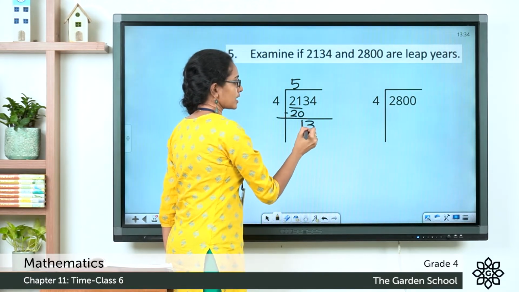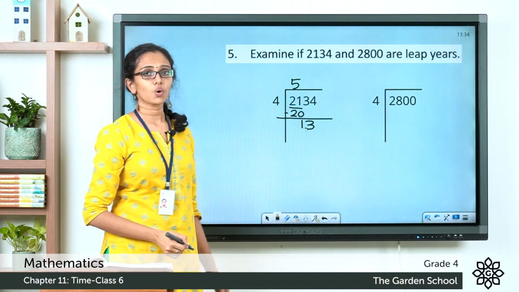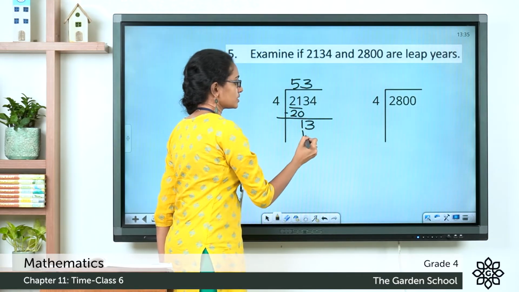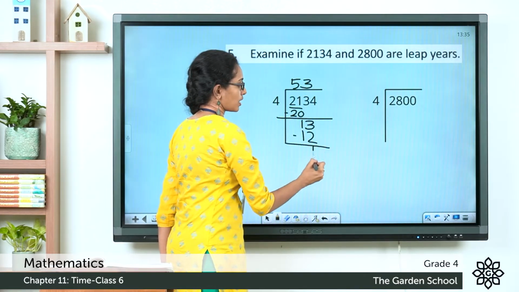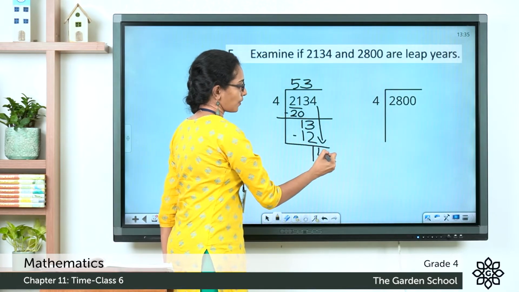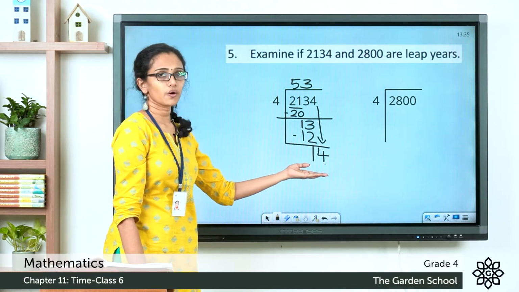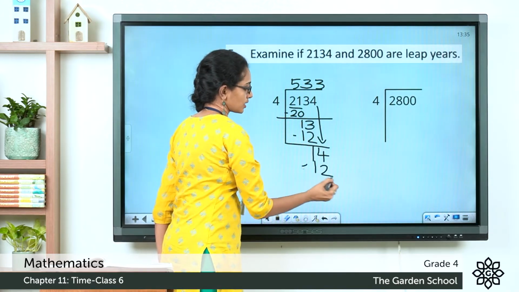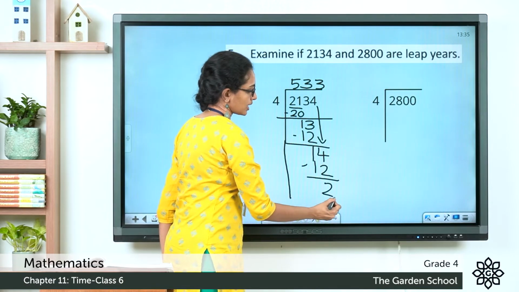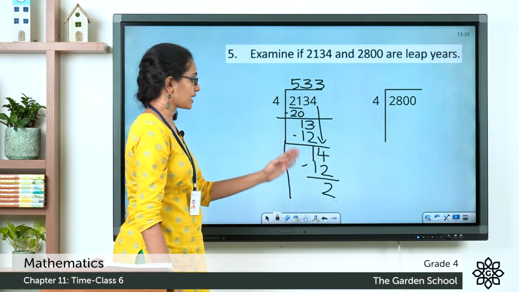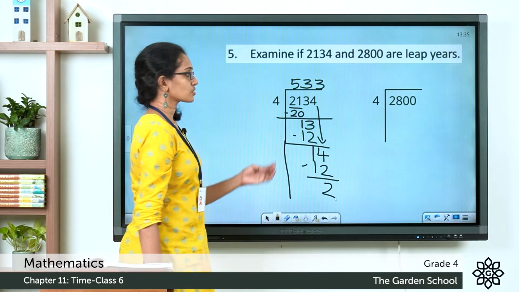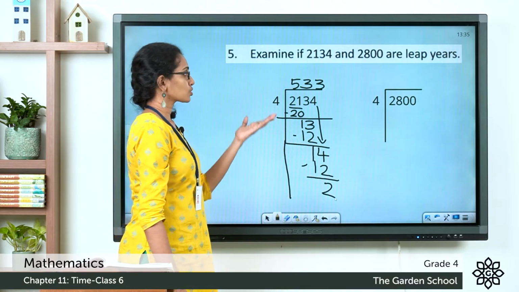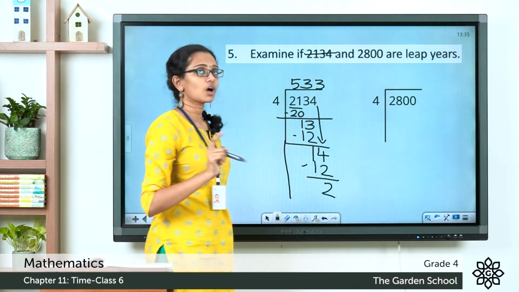1 here, bringing this 3 down. Now how many 4s will go in 13? We know 4 threes are 12. So let's write 3 here. Doing the subtraction, we have 1 here. Bringing this 4 down, we have 14 here. Now how many 4s will go in 14? Again, 4 threes are 12. Doing the subtraction, we get 2 here. No more digits to bring down and we have a remainder 2 here. So 2134 is not completely divisible by 4. So 2134 is not a leap year.